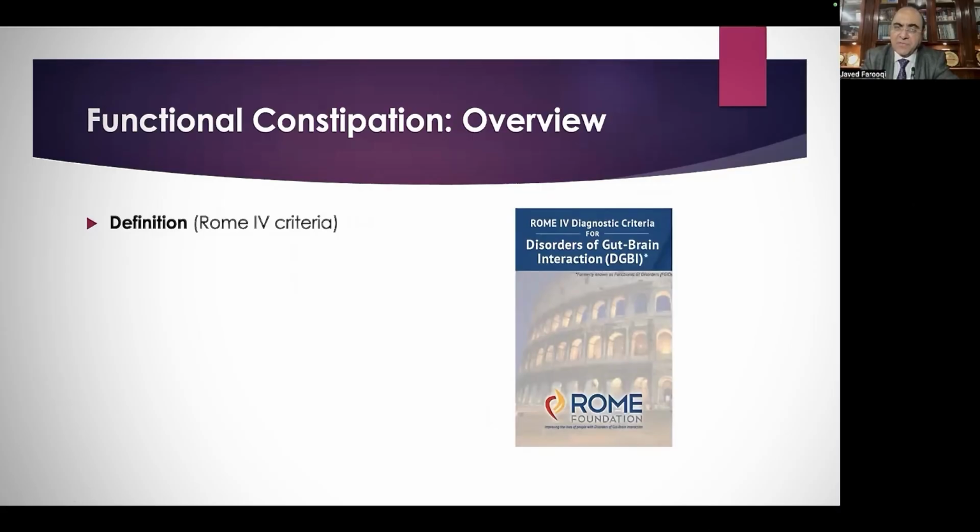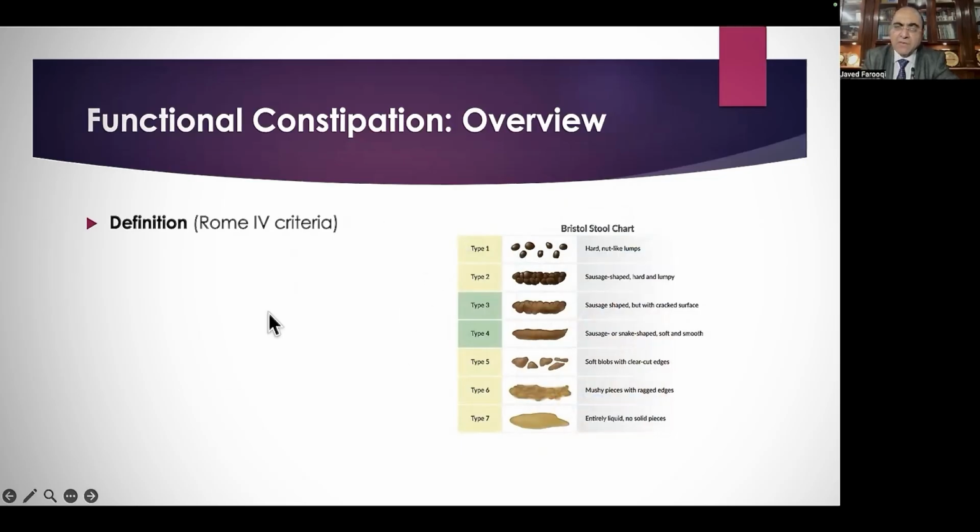Let's start with the definition of functional constipation. We all know the definition comes from the Rome 4 criteria, and we must recall the Bristol stool chart: type 1, type 2, type 3, type 4, type 5, type 6, type 7. And types 1 and 2 are the features of constipation.